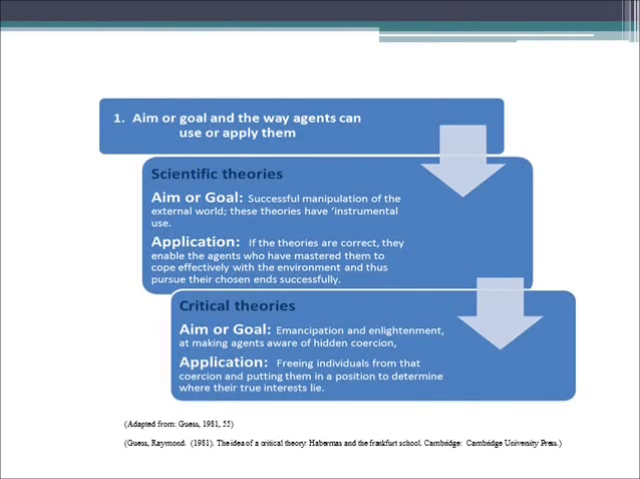Critical theorists, on the other hand, the aim is emancipation and enlightenment and making agents aware of hidden coercion. And of course, the application would be the freeing of individuals from that coercion and putting them in a position to determine where their true interests lie.